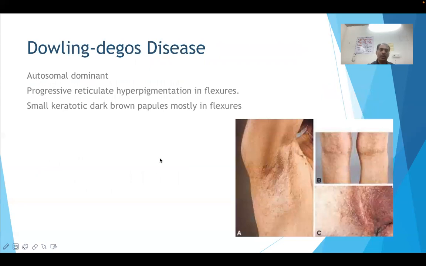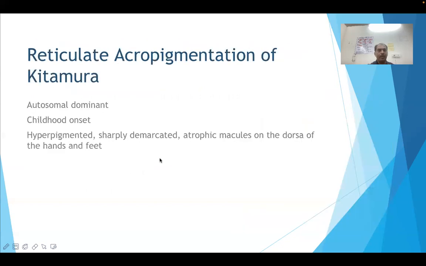Dowling-Degos disease is an autosomal dominant disorder which manifests as progressive reticulate hyperpigmentation in flexural areas, and interspersed keratotic dark brown papules can also be seen. Reticulate acropigmentation of Kitamura is an autosomal dominant disorder which occurs in early childhood and manifests itself as hyperpigmented, sharply demarcated atrophic macules on the dorsum of the hands and feet.